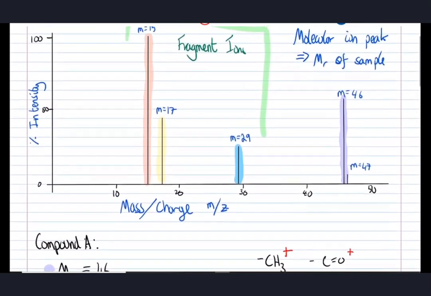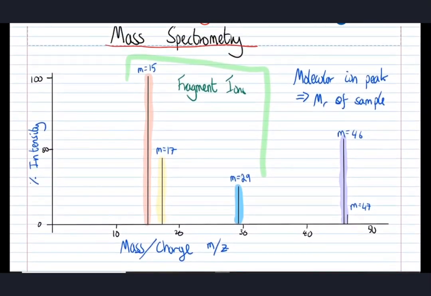Now, you may be thinking, why is the CH3 fragment ion at 100% intensity? Well, what the computer does when it creates the mass spectrum is it takes all of the fragment ions and it sets the most abundant fragment ion to 100% and then everything else in ratio to it. So the most common and abundant fragment ion is the CH3 group.